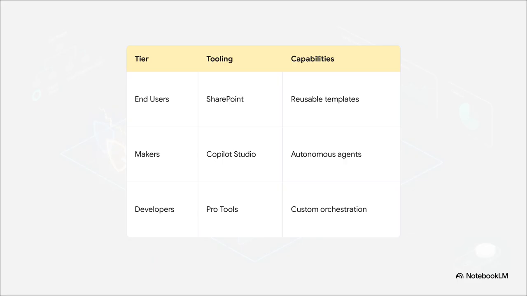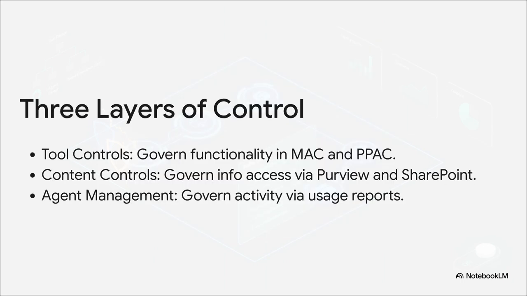And finally, sitting at the top tier, we have the developers. They're writing pro code using tools like Azure AI Foundry and VS Code, building fully customized orchestrations that IT absolutely has to manage centrally. So how do you wrap a secure tenant boundary grid around those three totally diverse groups of creators? You need three distinct control layers.